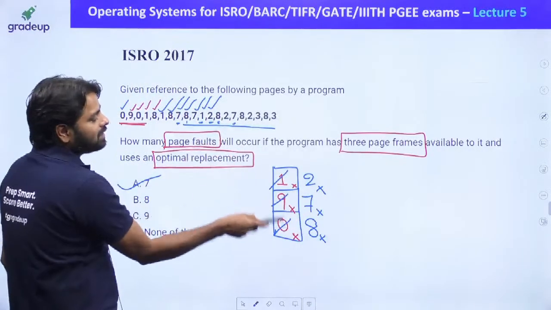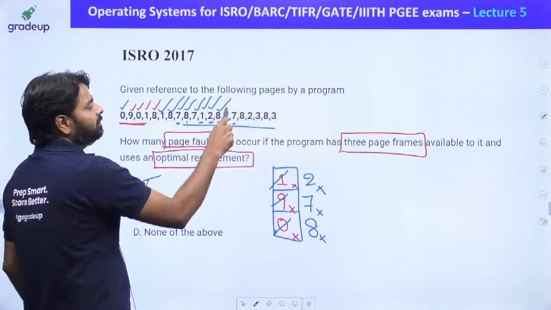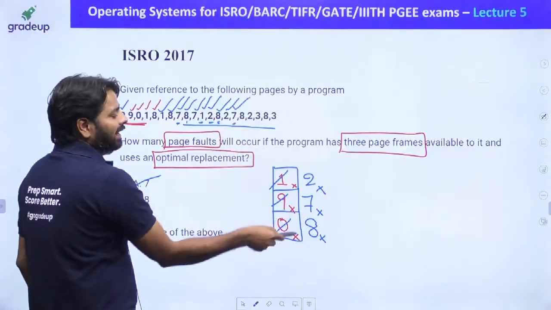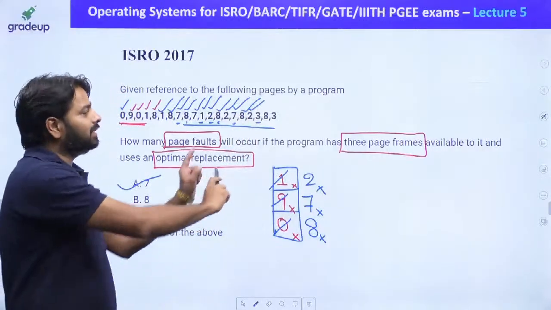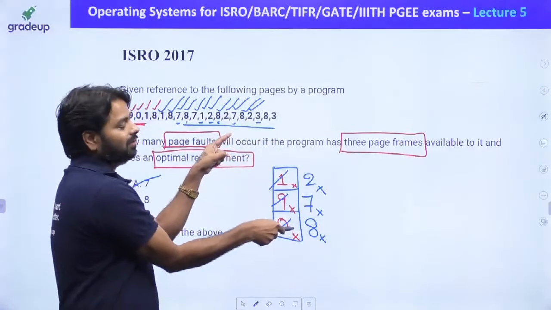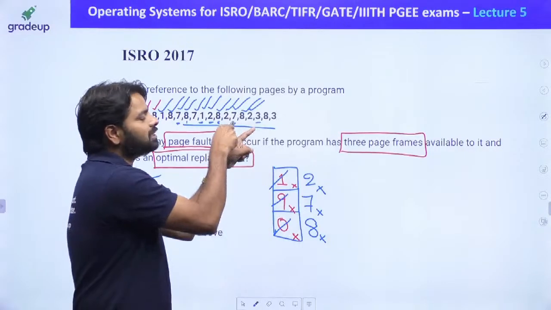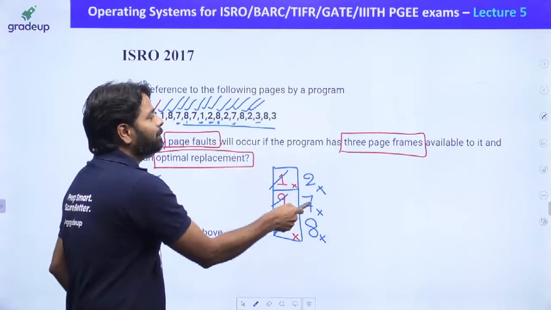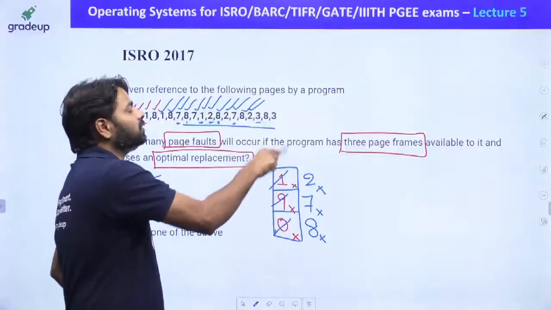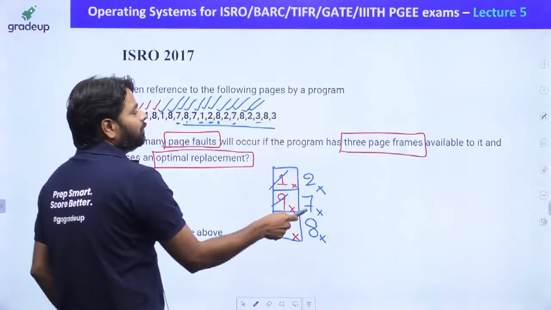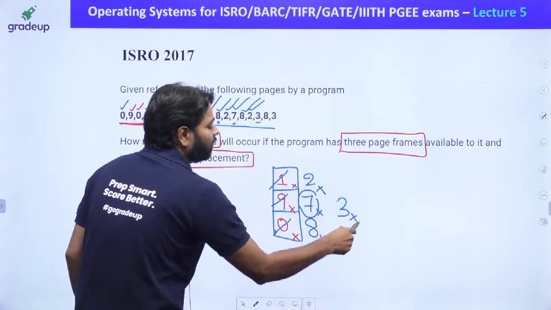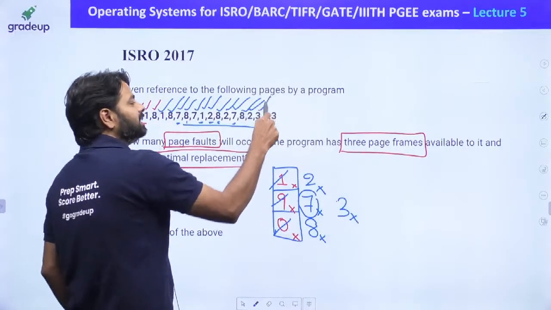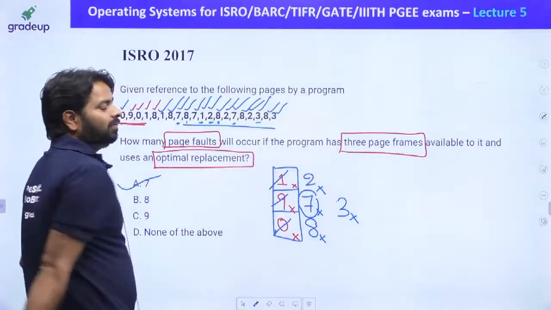Now 8 is referred, 2 is referred, 7 is referred. When 3 is coming, look at the future. 8 is referred. Now 2 was just referred. Now 7, I may replace, or 2 is also fine. 7 or 2 is your choice. Anyhow, I am going to replace 7 with 3. So this is a page fault. Now 3 is there, 8 is there, over.